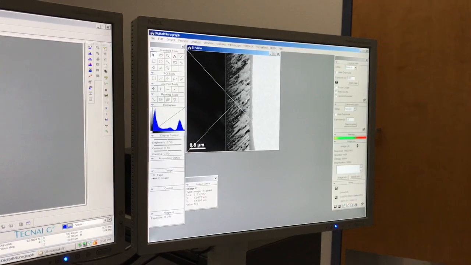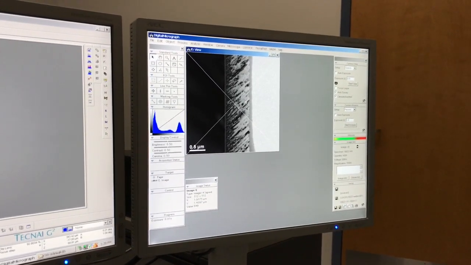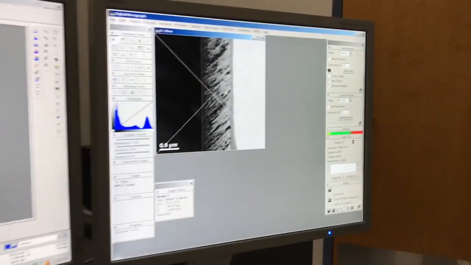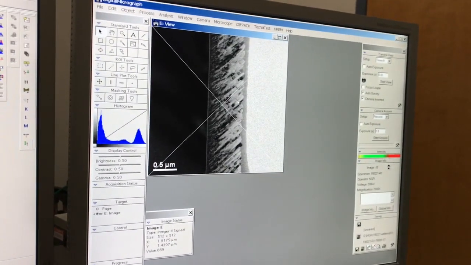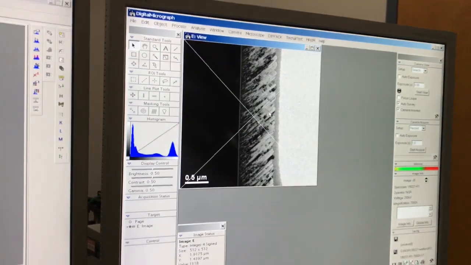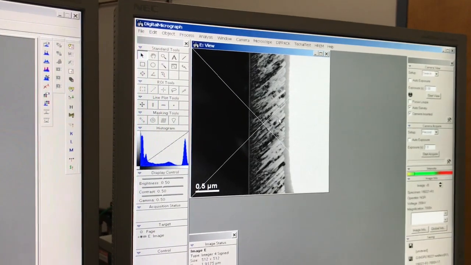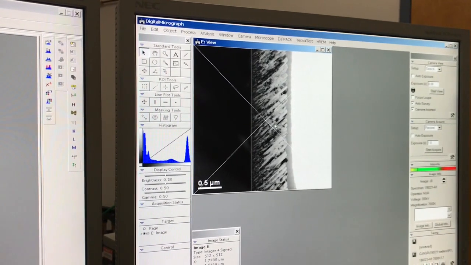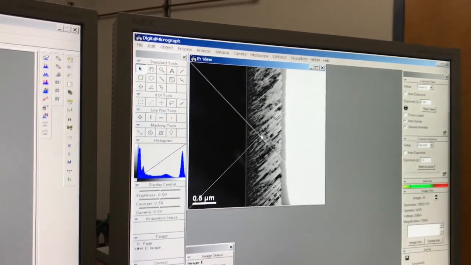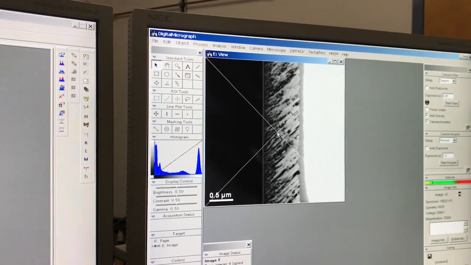So I have already pulled up here a live image of our test specimen, and I'm going to go ahead and increase the exposure time. Okay, so that is the image of the specimen. This is a bright field image, again meaning I've only selected the direct beam with the objective aperture.